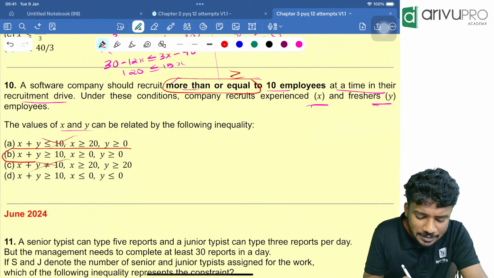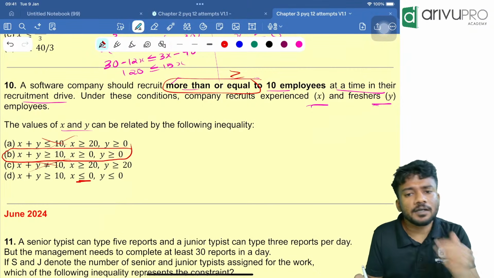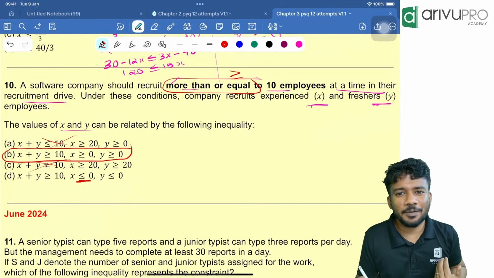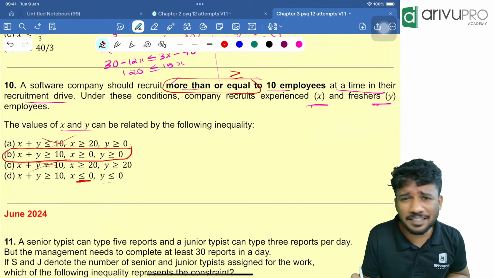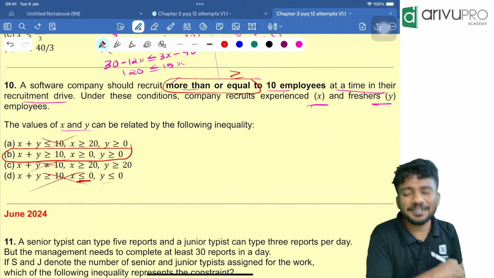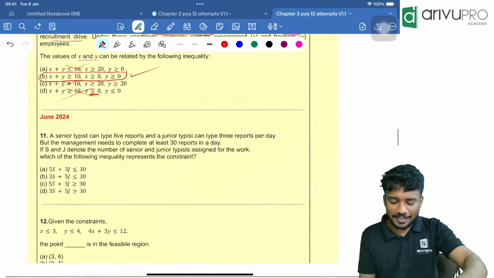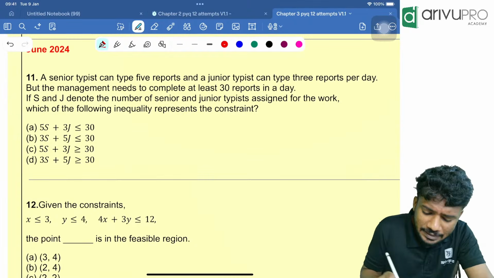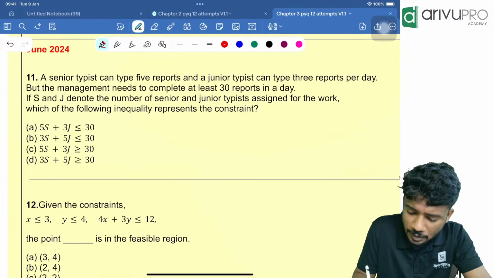should be the answer. Why option B should be the answer? Because look here, X is greater than or equal to 0. Can it be negative? No. The number of people cannot be negative. Y is greater than or equal to 0. Can they be negative? No. That means option D is wrong. Option B is our right answer, direct answer. Next question now. Another similar type of question. A senior typist can type 5 reports and a junior typist can type how many?